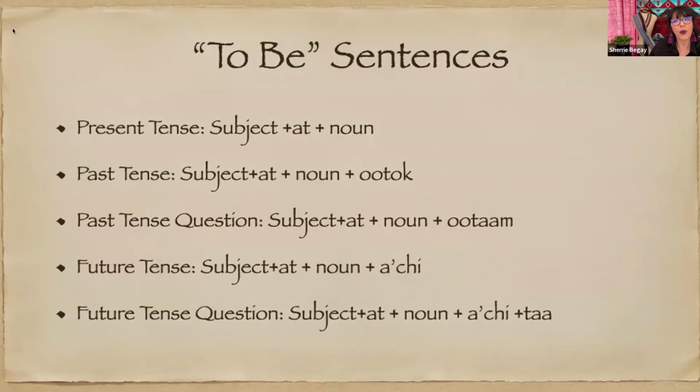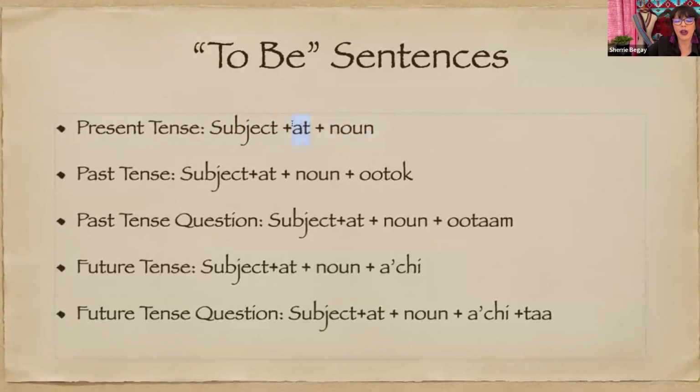Let's look at the ways that we can form to be sentences. I'll highlight the first one on the screen and just bear with me as I go over these types, and then we'll look at some examples. So the first one here is the present tense to be sentence. We've got our subject first, then we add an "at" to the word, and then we have a separate word which would be a noun, and then that would be a complete sentence.